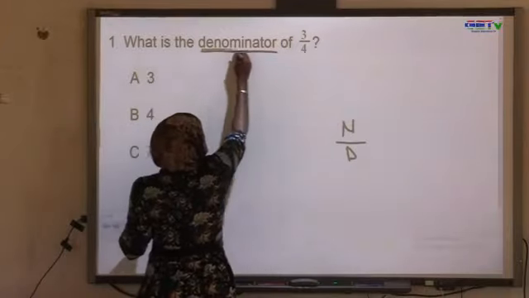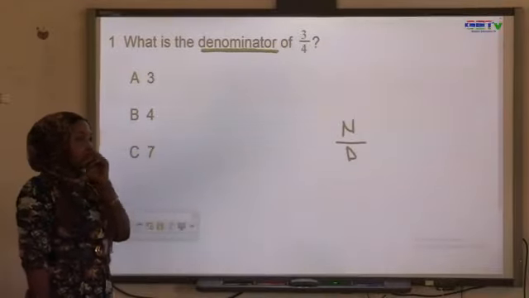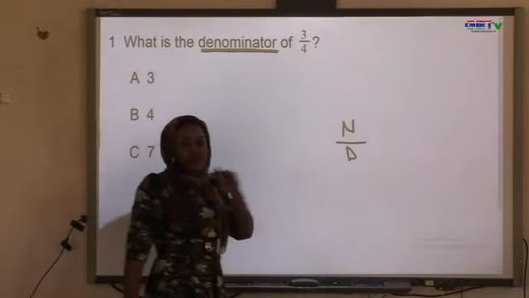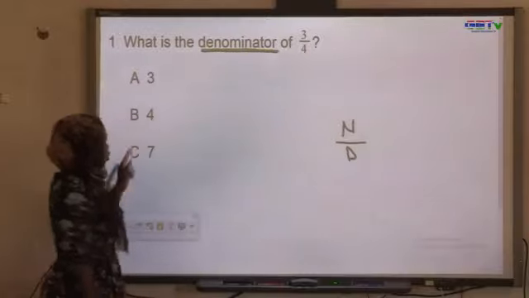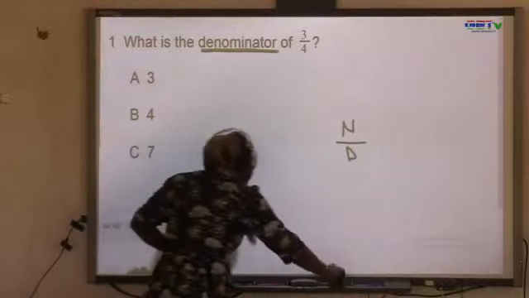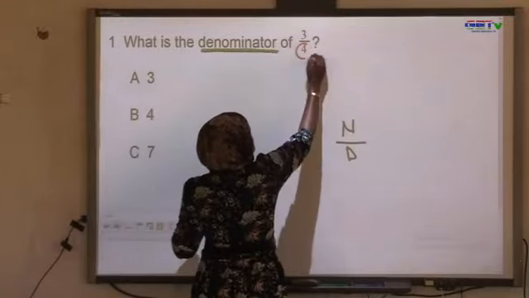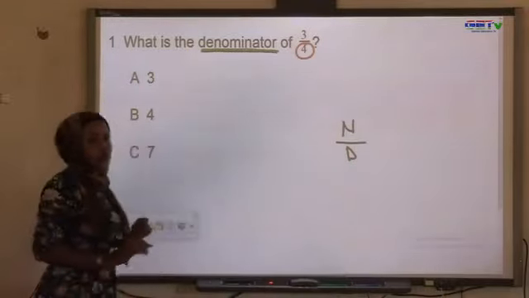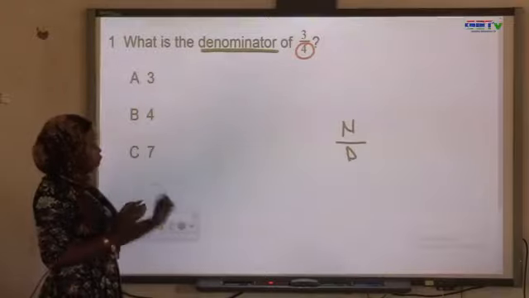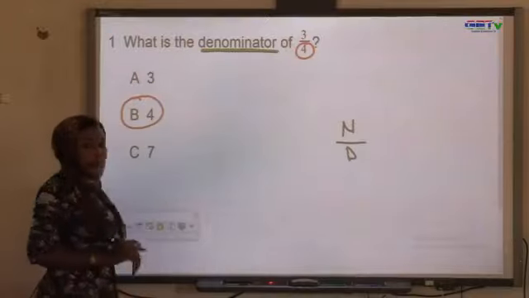And the question is asking us the denominator of 3 over 4. So since we said the denominator is below the fraction bar, which of these options is right? We can see that the number that we have below the fraction bar is 4. So that means that our denominator for the fraction 3 over 4 is 4, and that is option B.